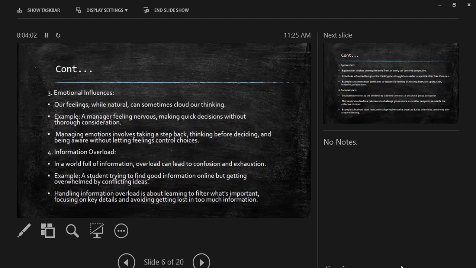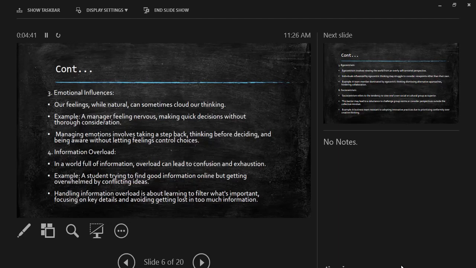The third one is emotional influence. Our feelings or emotions are natural, but sometimes they can cloud our thinking. They bring unclear thinking. For example, if we are in fear, we might decide quickly to get out of that situation. If we are overconfident, we might not see other problems we are facing. Another example is a manager feeling nervous, making a quick decision without true consideration. Managing emotion involves stepping back and thinking before deciding.